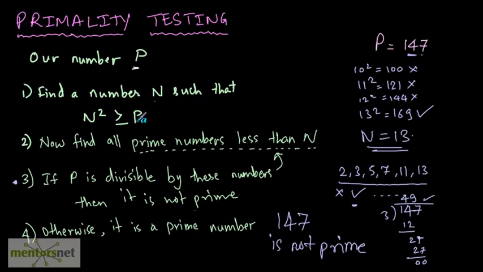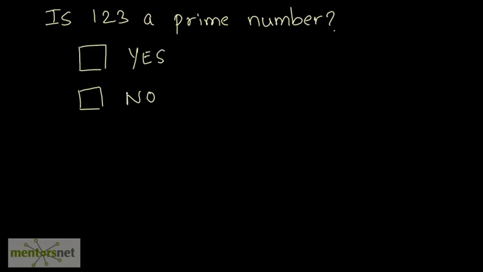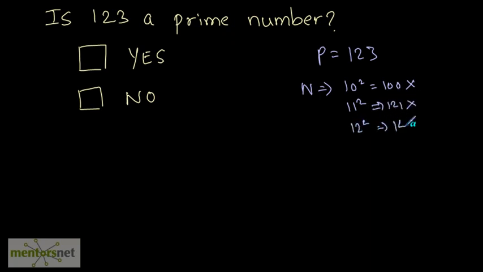Find a number n such that n square is greater than or equal to p. So we have p equals 123. N could be anything from 10, 11, 12. So let's say 10 square equals 100, which is less than 123. 11 square is 121, which is also not going to work. 12 square is 144, which is going to work because it's greater than 123. So all prime numbers less than 12 are, let's start again, 2, 3, 5, 7, 11.